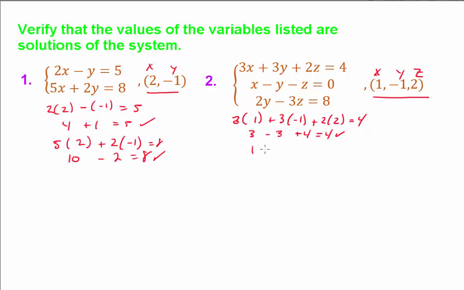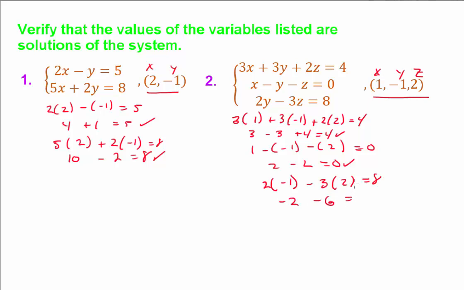I then have 1 minus a -1 minus a 2 is equal to 0. And so this equals 2 minus 2 equals 0. Again, that also checks out. And finally, for the last equation, I have 2 times -1 minus 3 times 2 is equal to 8. So this will be -2 minus 6 is equal to +8. So this, in fact, does not check out. So therefore, this is not a solution to this system of equations.